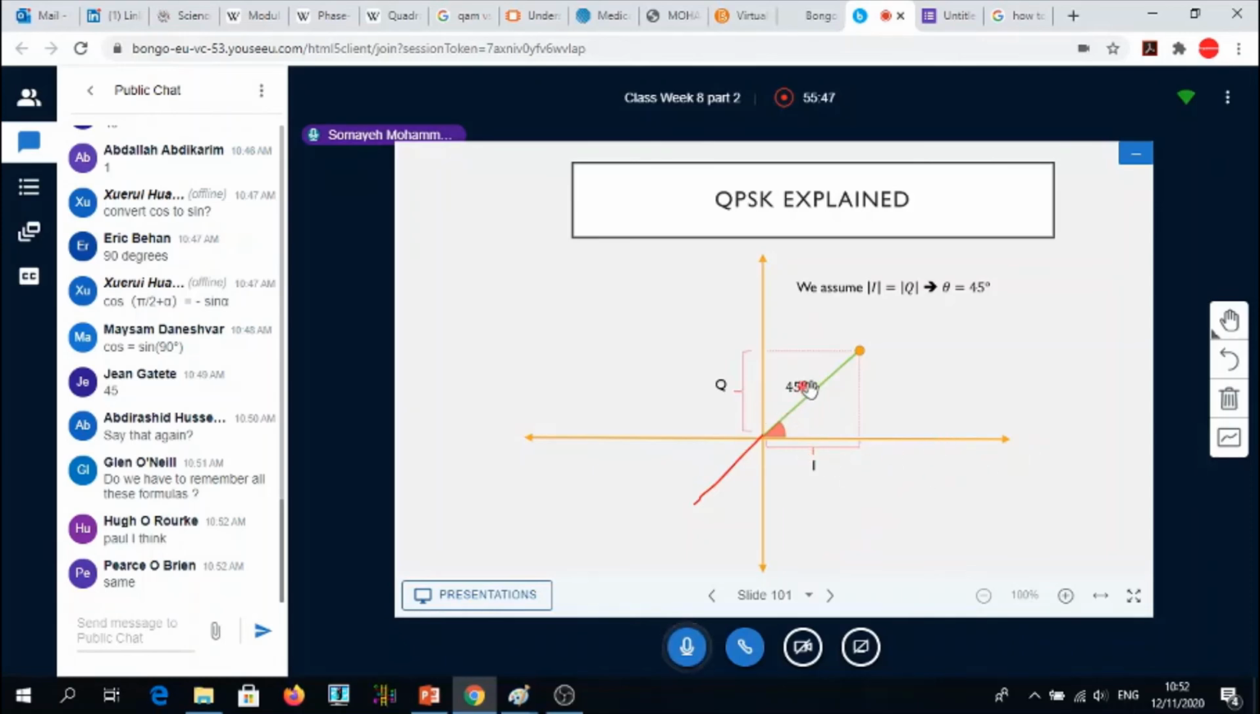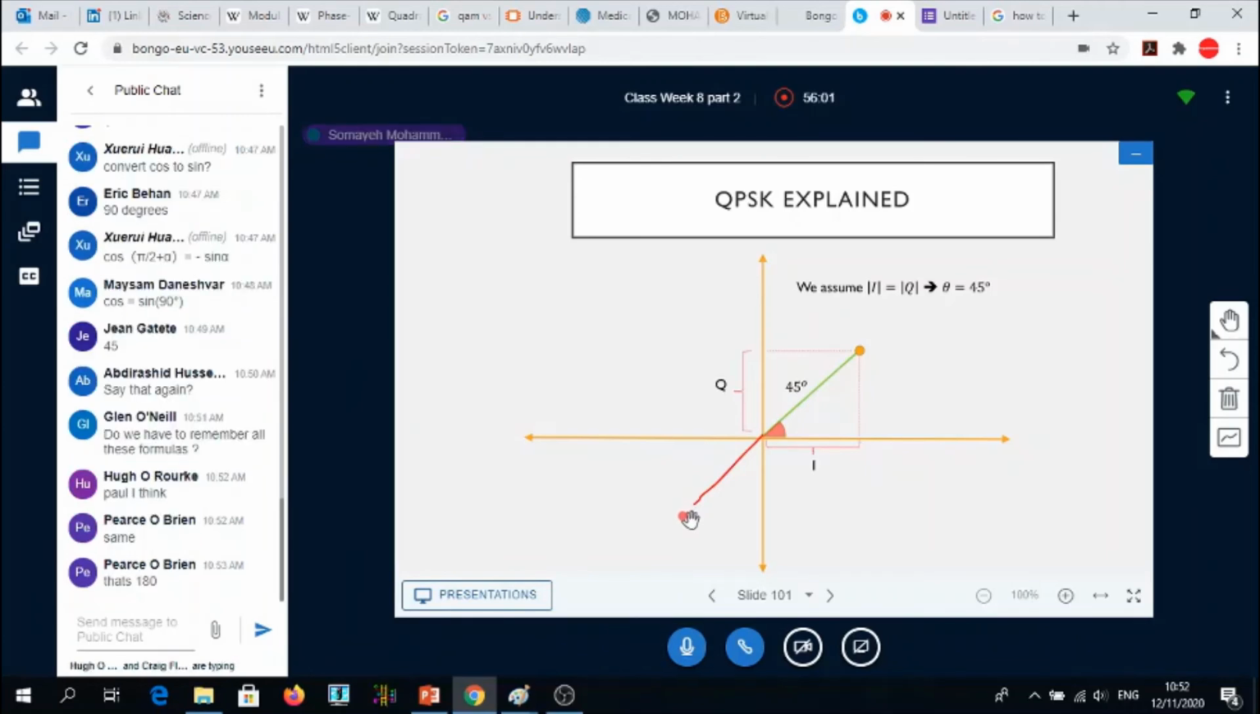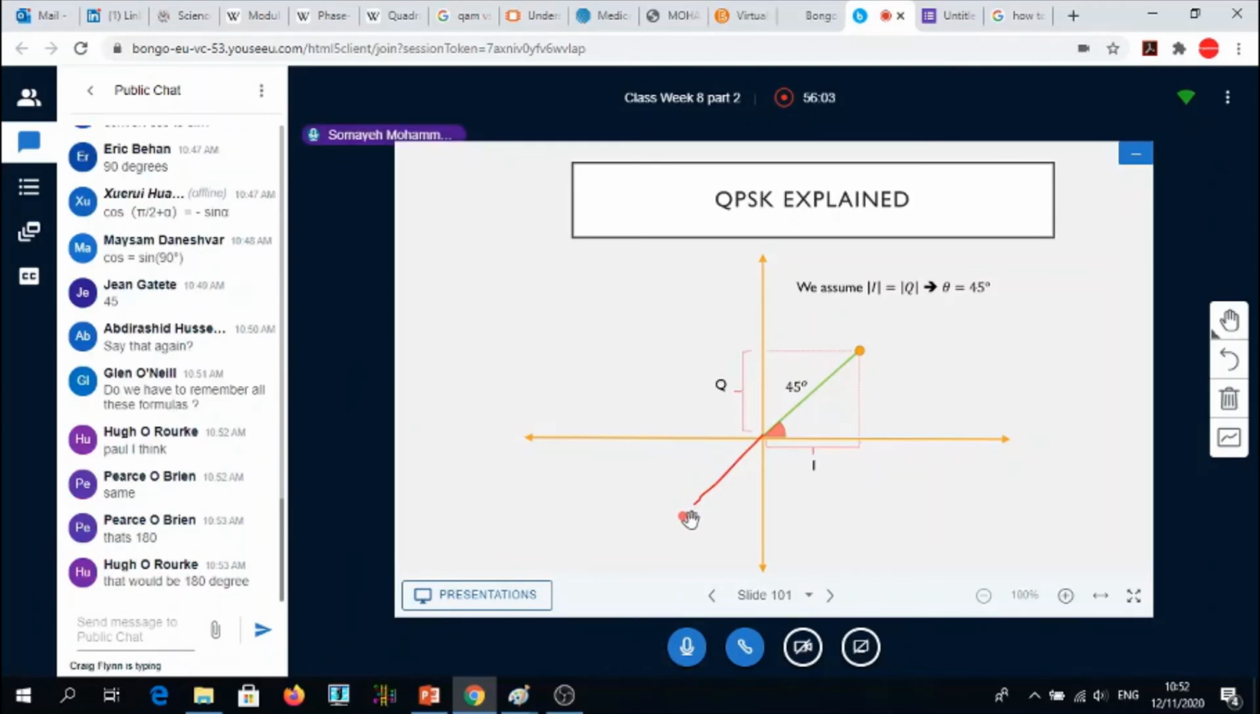I am adding 90-degree to this angle. So if someone is saying that the point will be mirrored this way and it will come all the way here, that would add 180-degree. Yeah, that's correct, Pierce. So that wouldn't be 90-degree. But if I'm adding 90-degree constantly, I will reach that point.